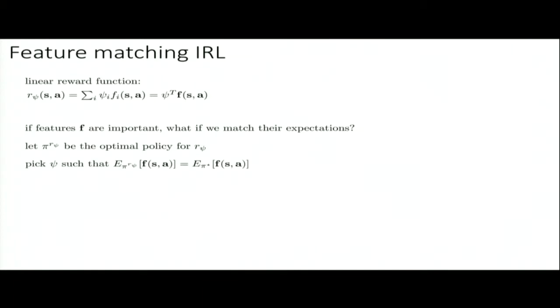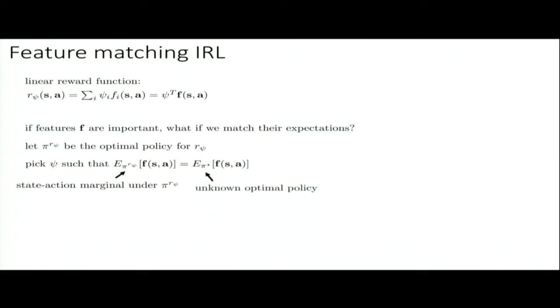We can pose the problem as one of picking psi such that the expected value of f(s,a) under pi r psi is equal to the expected value of f(s,a) under pi star. The expected value of the features under pi r psi you can get by computing the state action marginal, or equivalently by just running pi r psi and measuring the feature expectation. So you can sample from that policy, see which trajectories you get, and just average together the features of those trajectories. And the expected features under the optimal policy, those you get from your data.